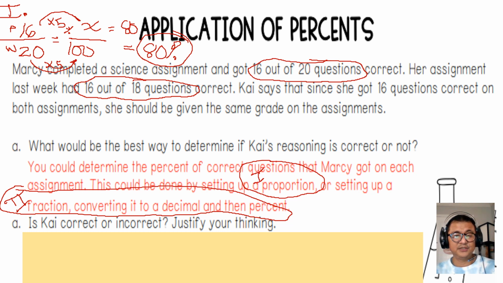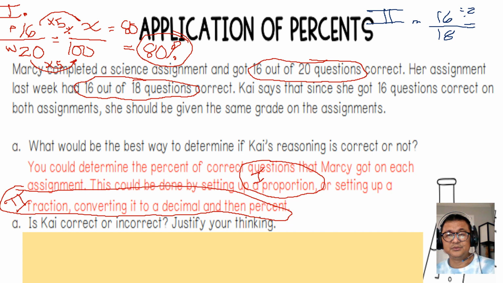Now, let's work on the second way. This is the second way. This is what? Converting to a fraction. Okay, look at this. 16 over 18, get the lowest terms. That's going to be divide by 2, divide by 2. That's going to be 8 over 9. Okay, that's a fraction. Now, get your calculator. 8, the one on top, divided by 9. Get your calculator. 8 divided by 9, what do you get?